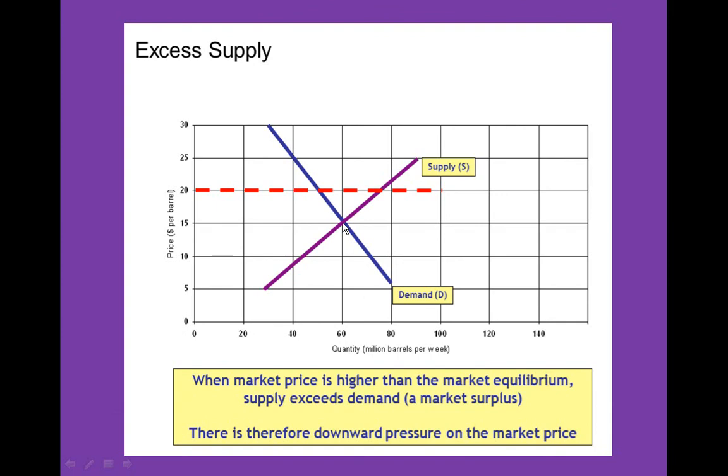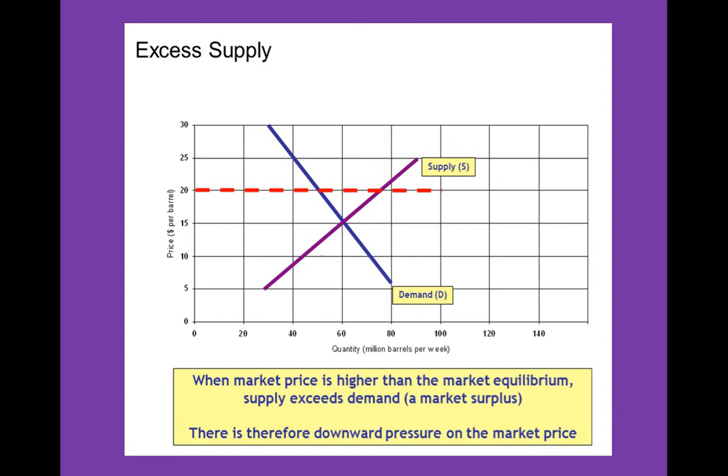If we've got a price higher than $15 per barrel, we see excess supply. Here we see the quantity that suppliers want to sell is higher than the quantity that customers want to buy. So we see this excess supply, and this would result in businesses having barrels of oil that they've not been able to sell. So the temptation would then be for them to lower their price so they can sell their stock, and that gets us closer to the equilibrium price of $15 per barrel.